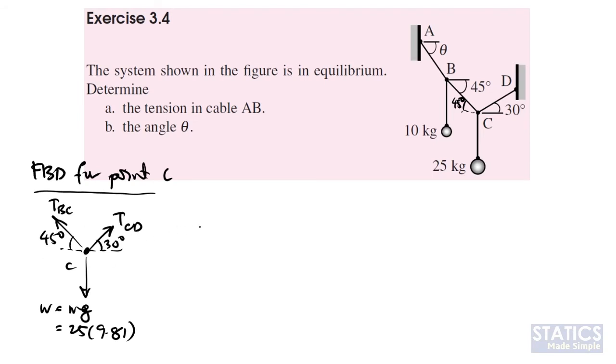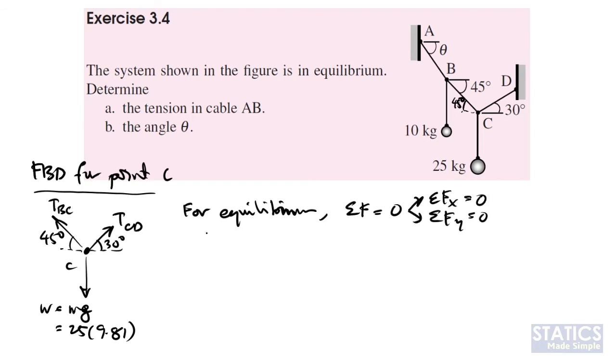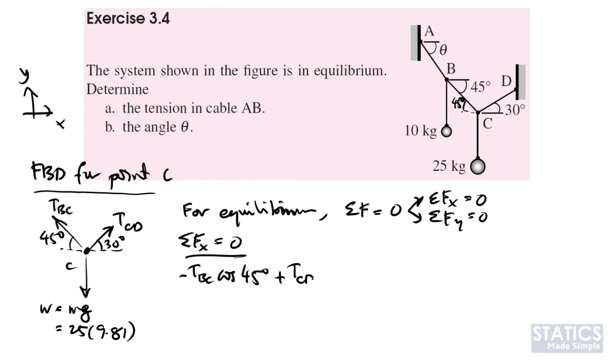We know that for equilibrium, the summation of force equals 0. With the rectangular component method, that means summation of force along x equals 0, and summation of force along y equals 0. We'll start off with summation of force along x first, starting with TBC. We are using x positive to the right, y positive upward. We will have minus TBC cos 45 degrees plus TCD cos 30 degrees equals 0. The weight has no component along x. This gives us our first equation, which we cannot solve yet because we have two unknowns, TBC and TCD.